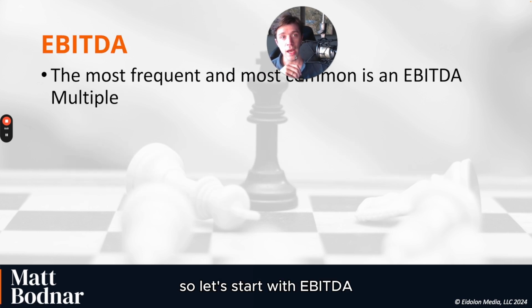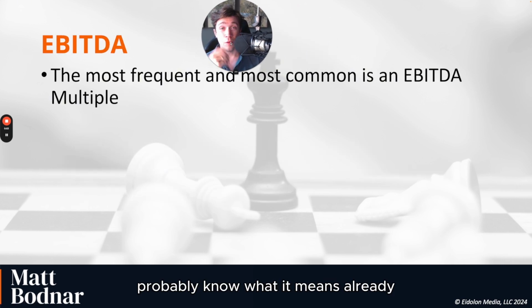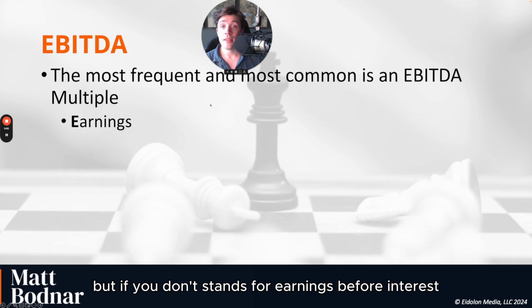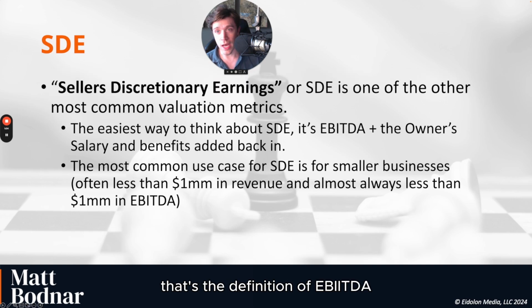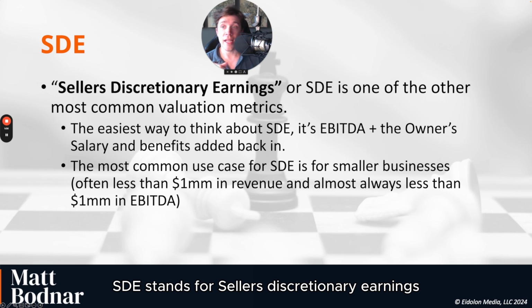So let's start with EBITDA. You'll hear this thrown around a lot. You probably know what it means already, but if you don't, it stands for earnings before interest, taxes, depreciation, and amortization. That's the definition of EBITDA. SDE stands for seller's discretionary earnings.